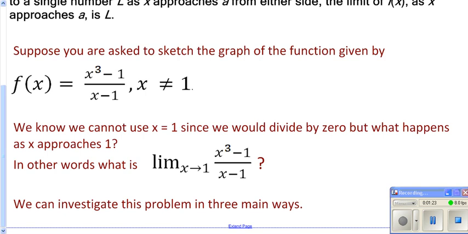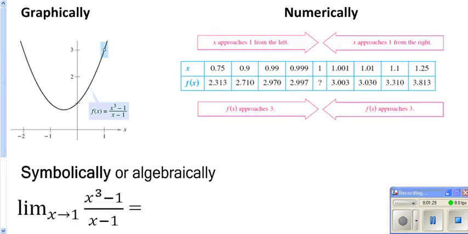Because we know we can't use 1, but what happens when you get close to 1, either from the right side or the left side? Well, if you look at the graphical approach, if you just go ahead and graph it, you get this right here. But it has a hole right here when x is 1. You'll notice on each side of your hole, as you get closer and closer to 1, your output gets closer and closer to a height of 3. So limits can be investigated graphically.